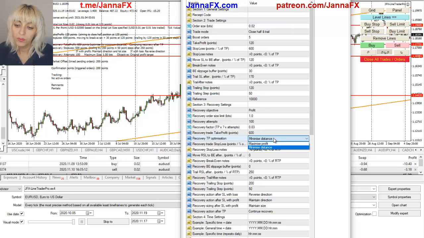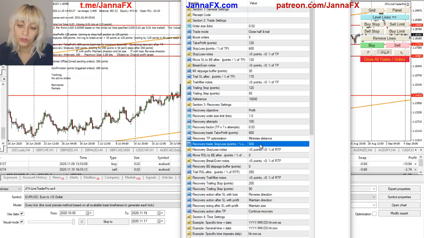Take profit optimization, so maximize profit or minimize distance. I prefer to use minimize distance, because that way you will have as minimum a distance as possible to get out from the recovery. If you maximize profit, it will be trying to keep the distance and try to get you out with the profit. Okay, so that way you can get more attempts, which we don't really want. That's why I prefer to use minimize distance.